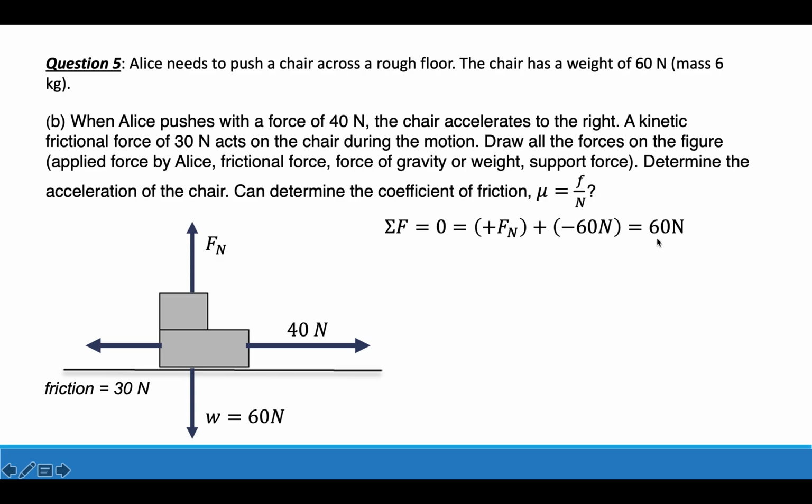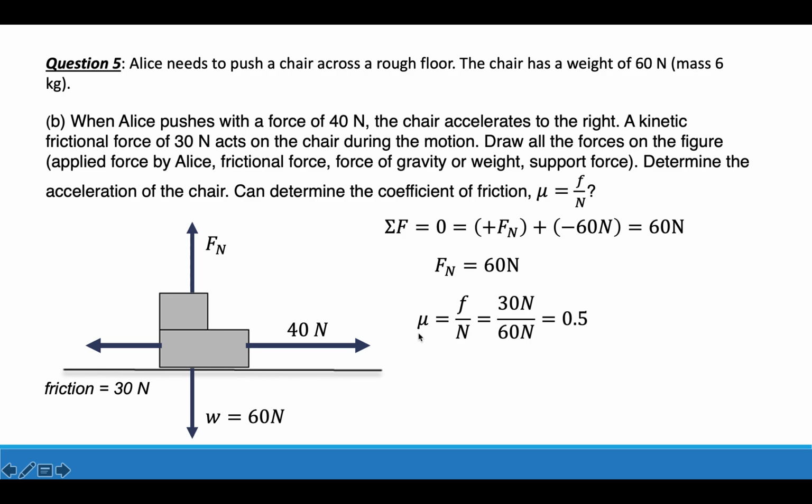The sum of these, this is terrible, I made another mistake here. So this is not equal to 60, but the normal force in this case is equal to 60. So this has to equal 0, and the only way that this can equal 0 is if the normal force is equal to 60 newtons. This terrible cut and paste error.